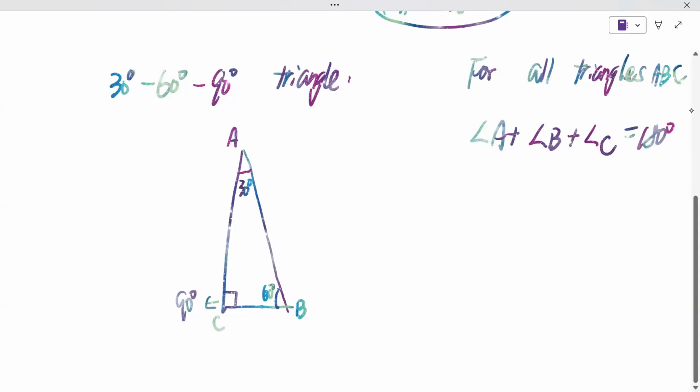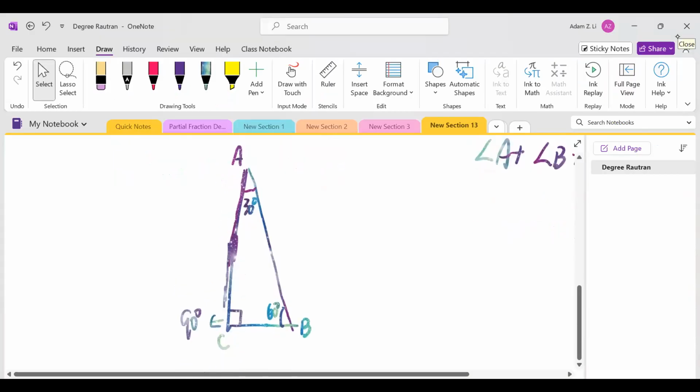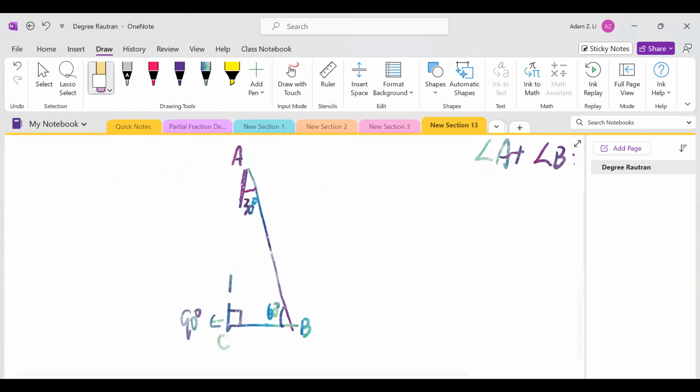But the 30-60-90 degree triangle is a special one. Why is that? Let's think about this, right? I'm going to show you the geometry behind this, so you appreciate this a little bit more, how people come up with all those special values for sine, cosine, all that stuff.